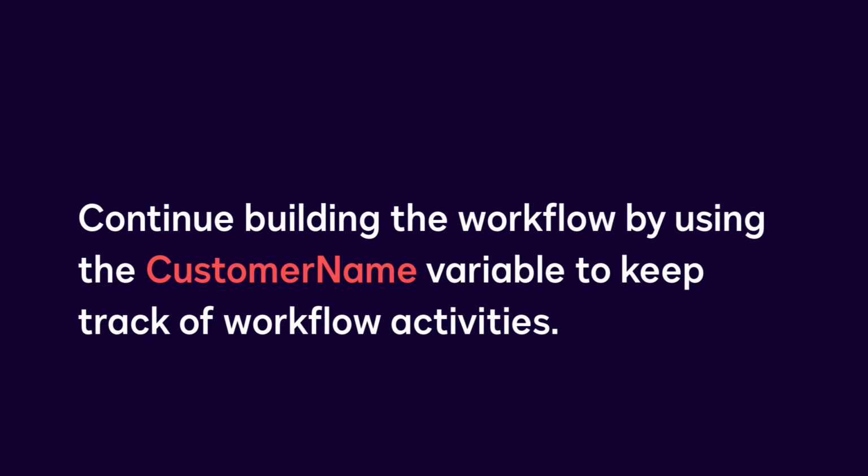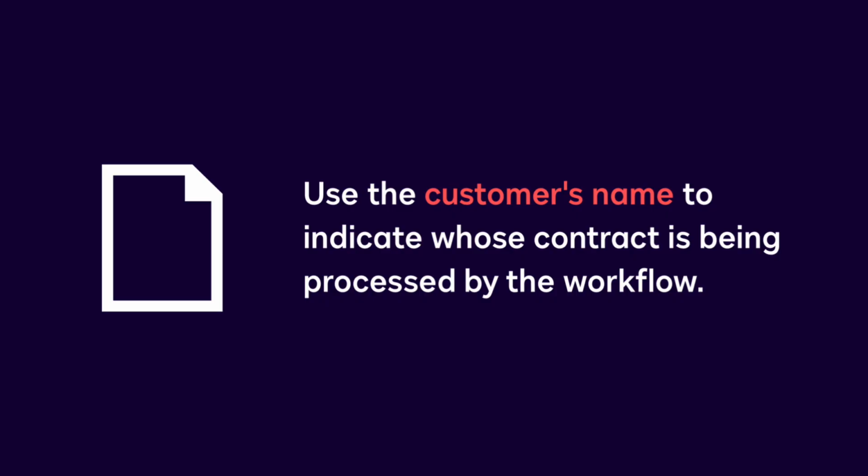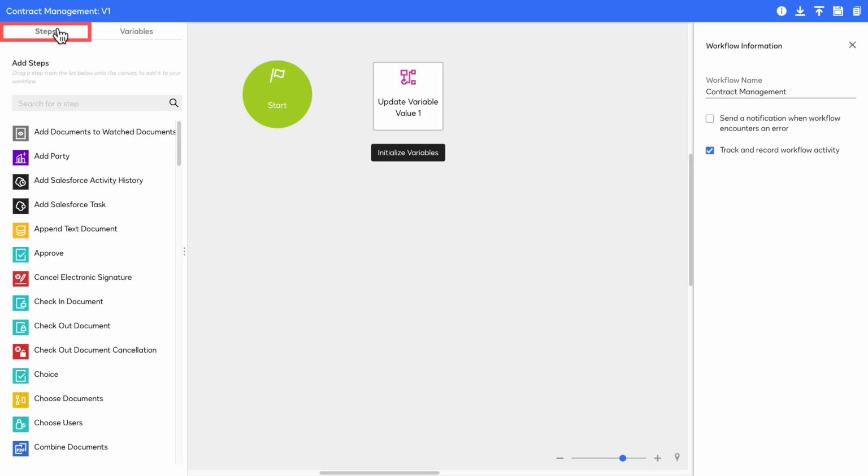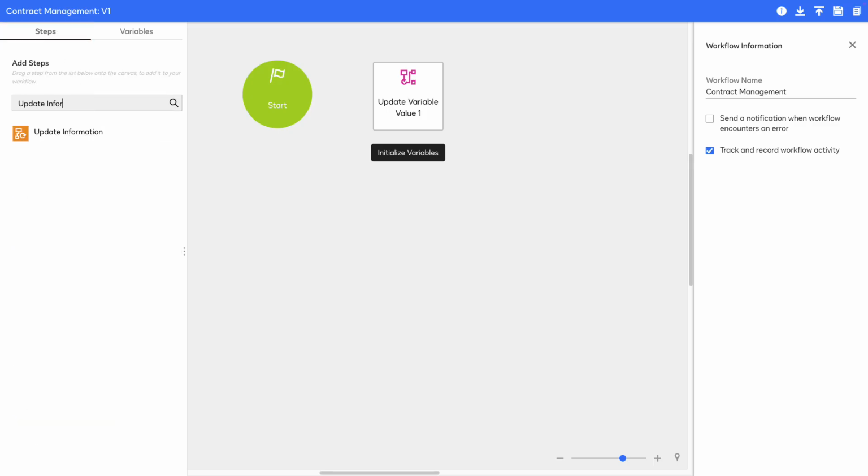Continue building the workflow by using the customer name variable to keep track of workflow activities. Use the customer's name to indicate whose contract is being processed by the workflow. From the Steps tab, search for the Update Information step. Then drag and drop the step into the Workflow Designer canvas.